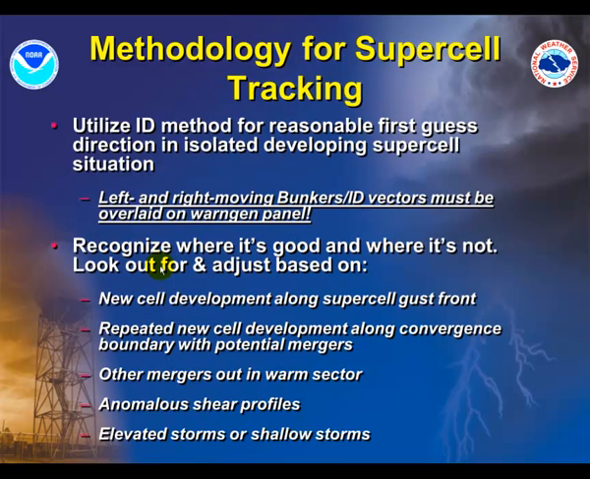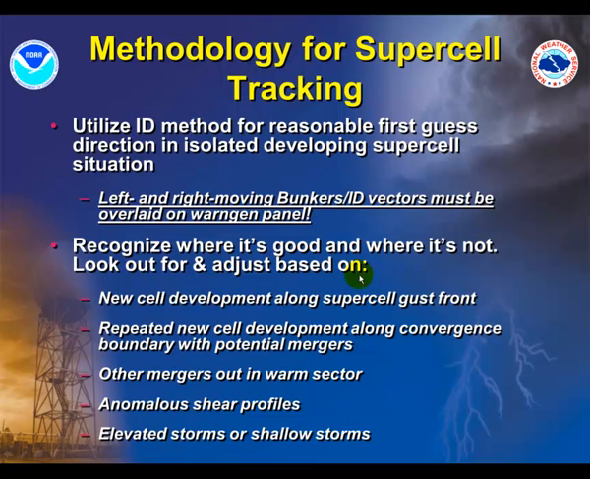So just going through the technique for tracking supercells for warnings, you need to know what the ID method is going to give you. For isolated supercells, it's a good reasonable first guess in the direction that an isolated developing supercell will move. You must have left and right moving bunkers ID vectors overlaid on your warn gen panel. You need to know what those are. You need to know if they're changing. It's a good first guess in quite a few situations. You have to recognize where ID method is good and where it's not.